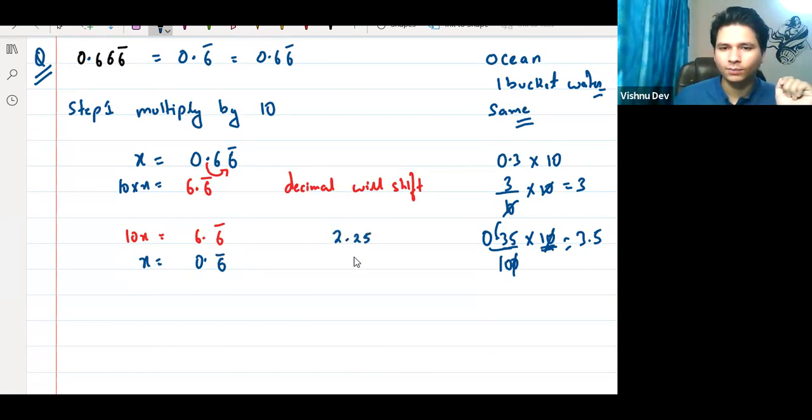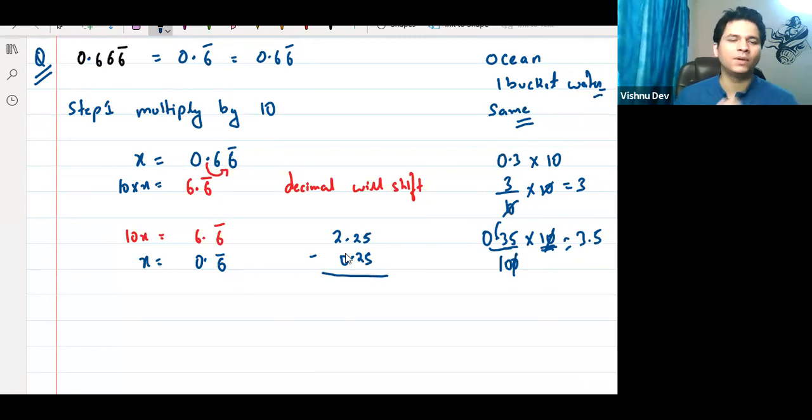Just think about it, right? 2.25 minus 0.25 will give me what? Tell me, step by step. 2.25 minus 0.25 will give me what? Step by step. Tell me. I hope all of you know this. The decimal will be right here, 2 will come. Yes or no? Tell me.